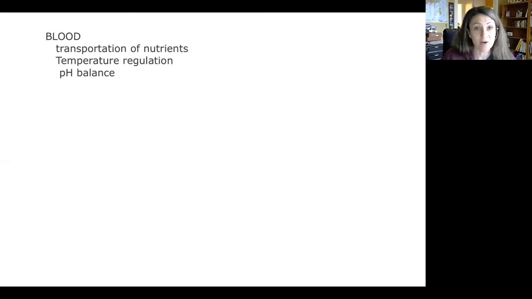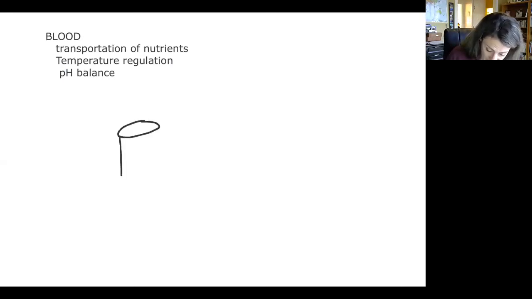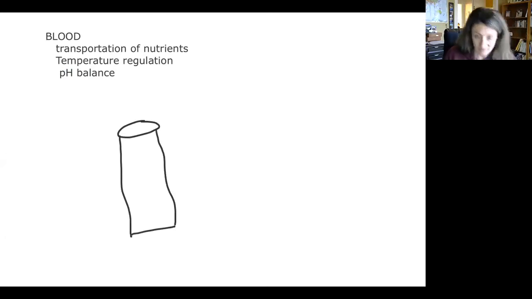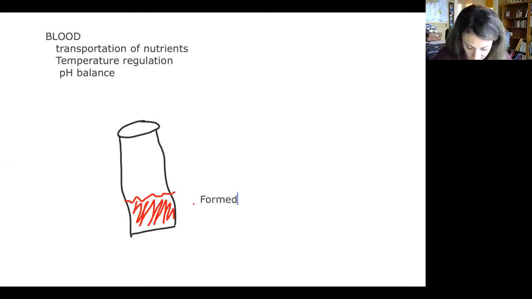Okay, then we'll talk about components of the blood. If we were to take out a vial of blood and spin it in a centrifuge, it's going to separate into its different components. The two components of the blood are formed elements.